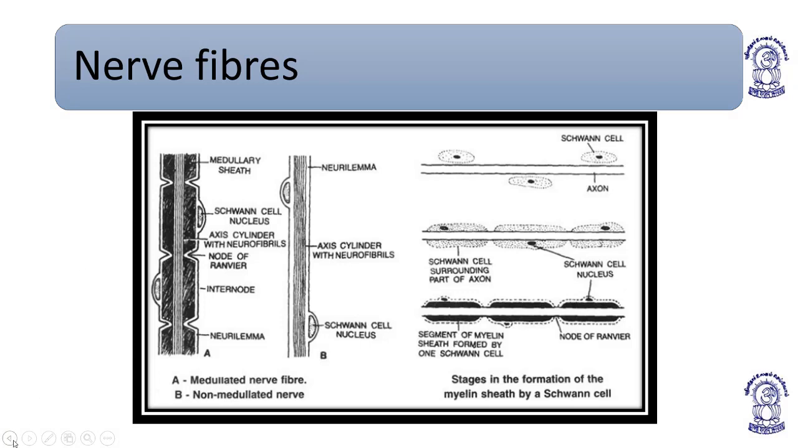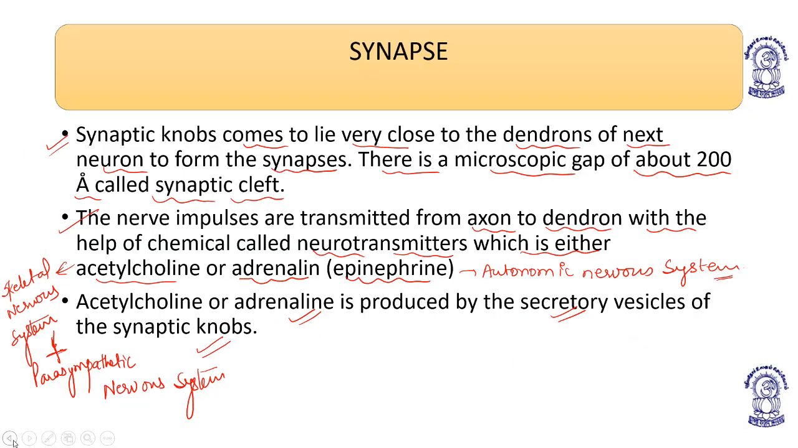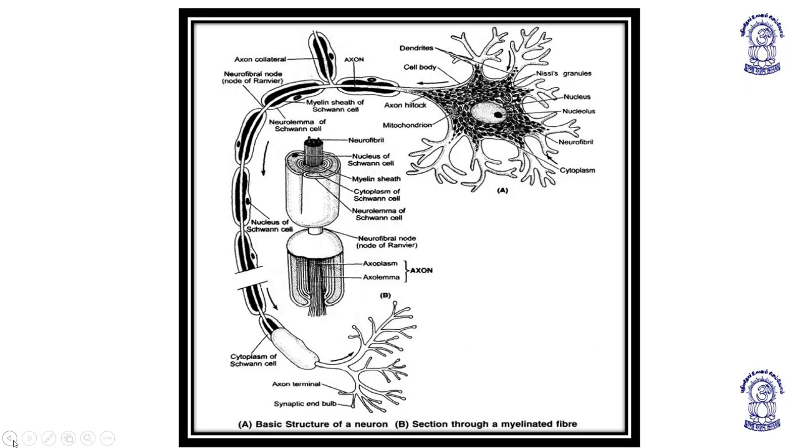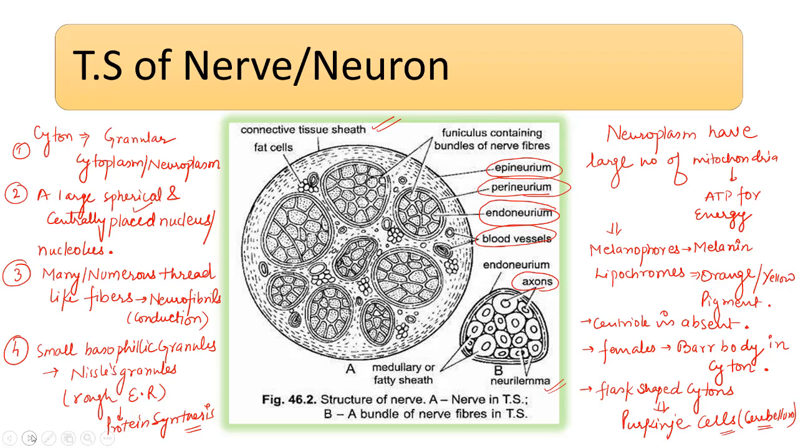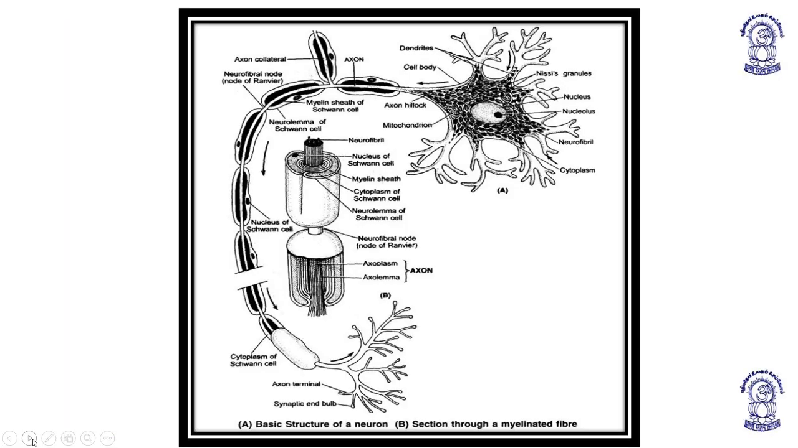Now before discussing the nerve fiber, this is the picture in which the different parts are shown, starting from the dendrites. You can see the branchings. These branchings are known as what? Dendrons. They have Nissl granules.